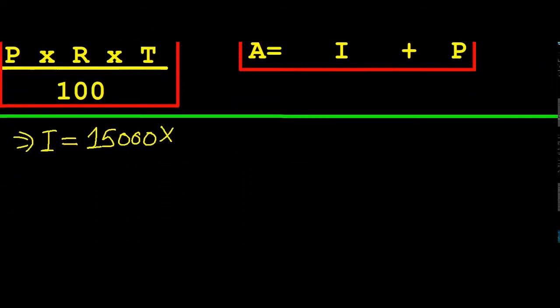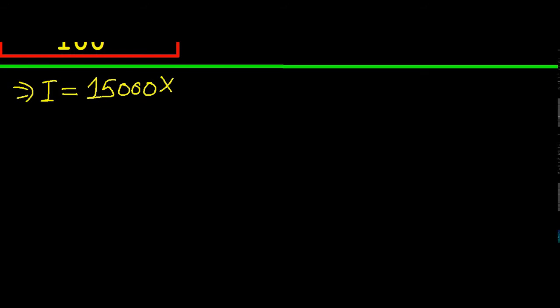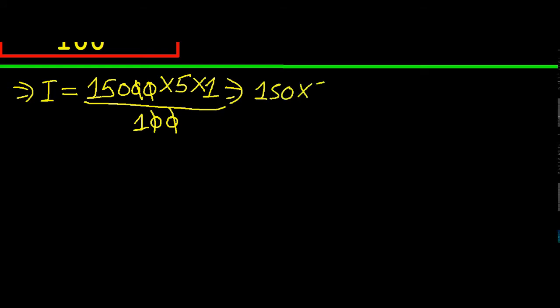So when we calculate compound interest, we will write the rate as 5% and the time we will calculate yearly. We will calculate compound interest yearly. So we have to first find the interest of 1 year. So 15,000 into 5 into 1 by 100. Zeros are cut. So we get 150 into 5, which is 750.